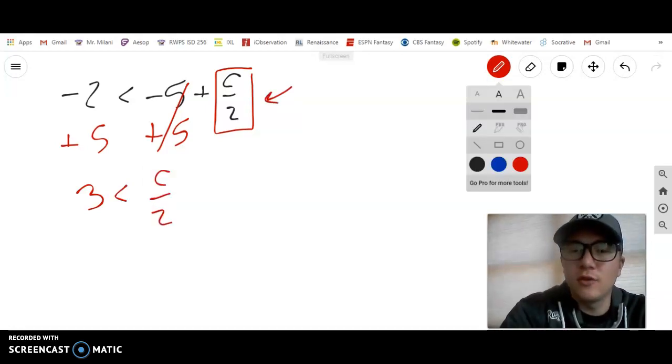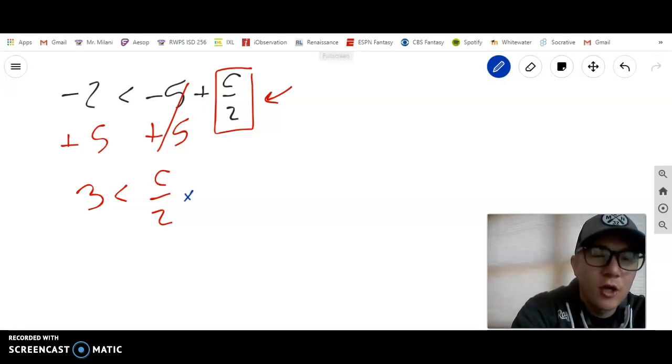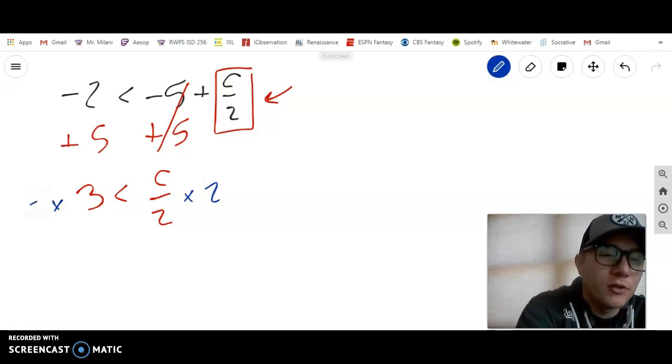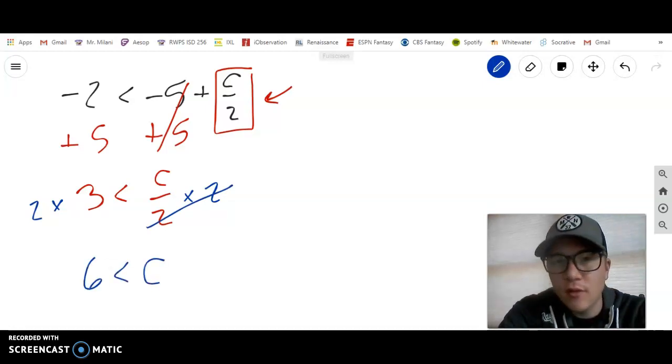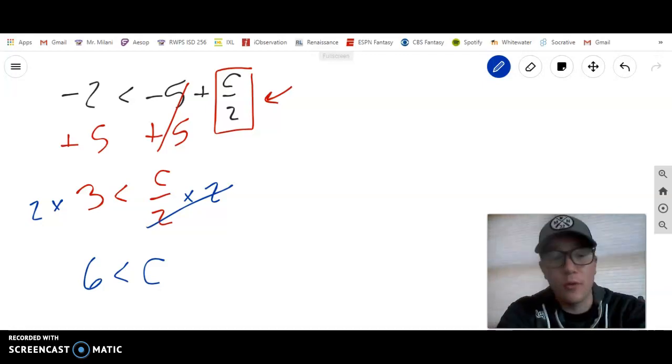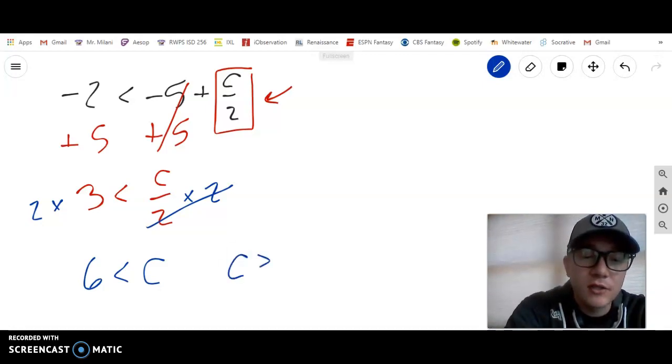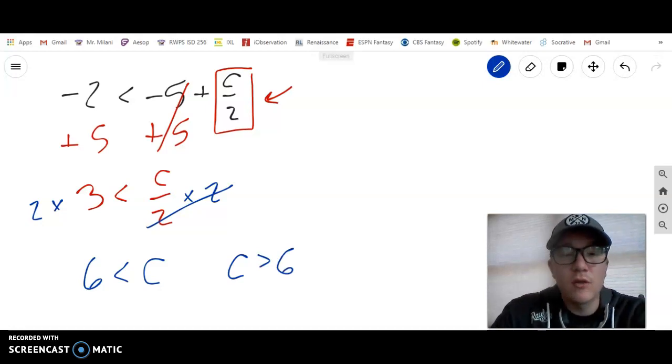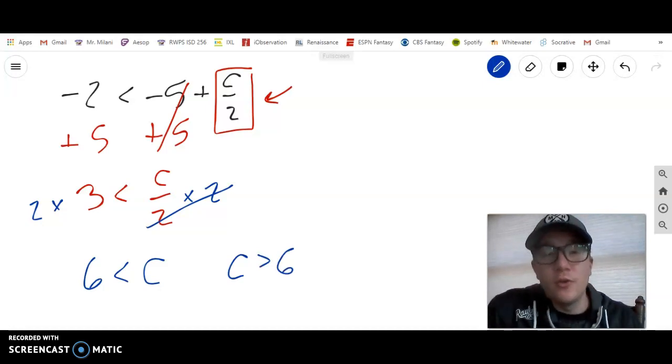And then that c over 2 is c being divided by 2. So I'm going to multiply both sides by 2 to cancel it out for that inverse. I will end up with 6 is less than c. You don't have to have your variable on the left side. If you wanted to flip it, you have to flip the whole thing to say c is greater than 6. Either of those would work. So that's your quick review.